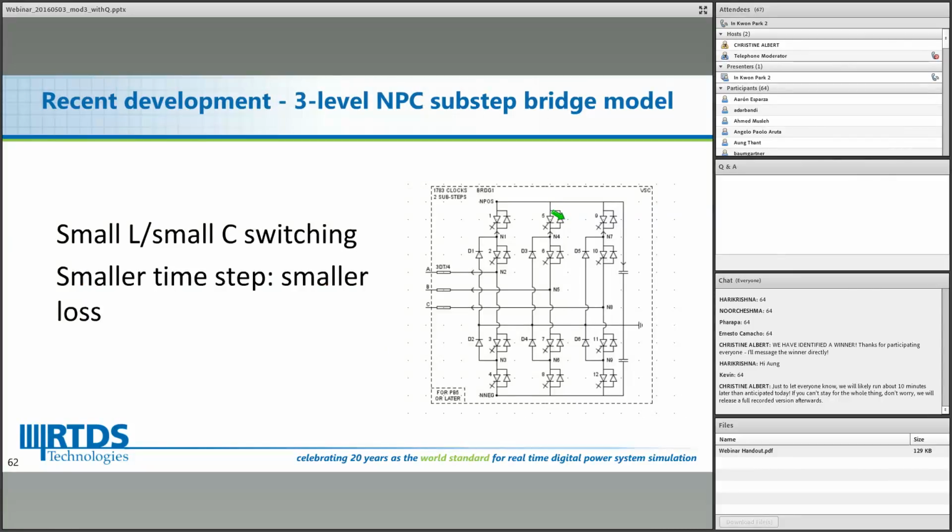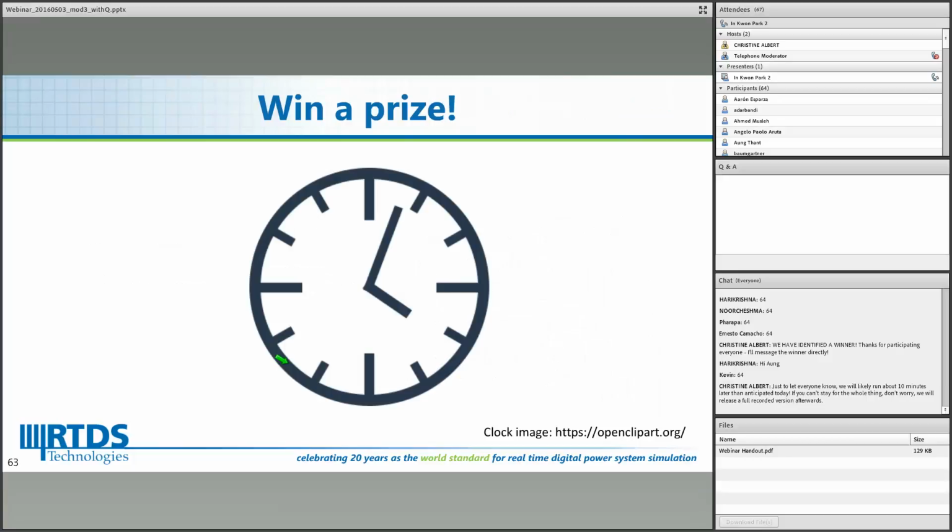Then this is a substep 3-level bridge model. The bridge model itself is still based on small L, small c switching, but because the size of the time step is much smaller than the regular small time step, we can expect a smaller loss coming from the model.